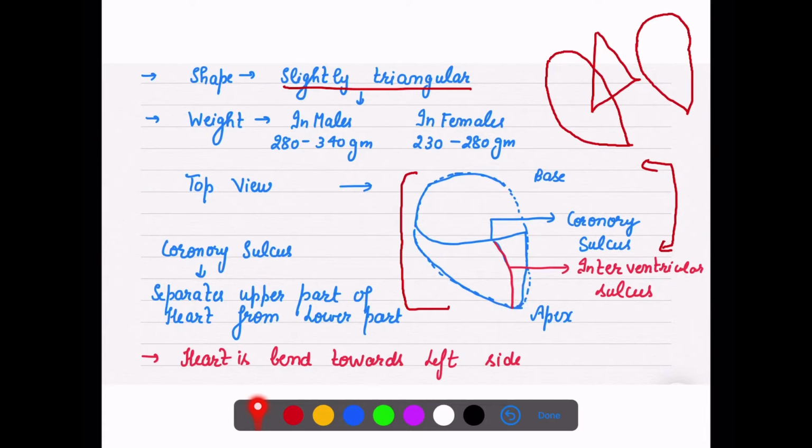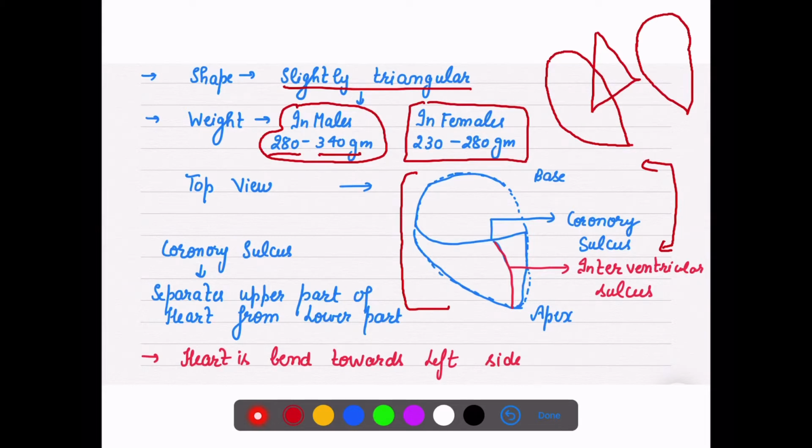When we talk about the weight of the heart, males have larger weight, their maximum weight is 280 to 340 grams. The male heart is on the higher side, that is 280 to 340 grams, and in females the heart is 230 to 280 grams in weight.